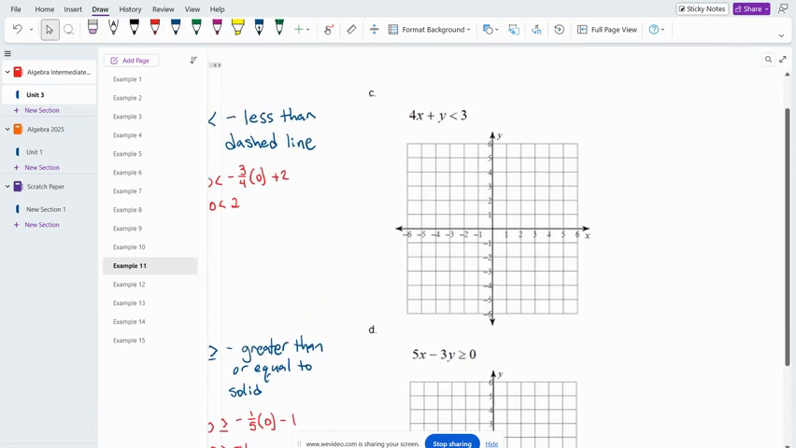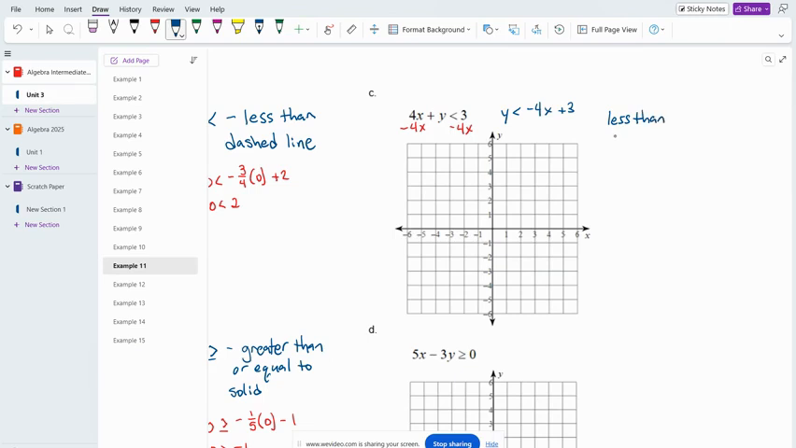Now we're going to jump into some that are in standard form. And so before we can work with this, let's put it into slope-intercept form. So we're going to subtract 4x from both sides. That gives us y less than -4x plus 3. Again, I see that less than. No equal sign underneath it, so this is going to be dashed.